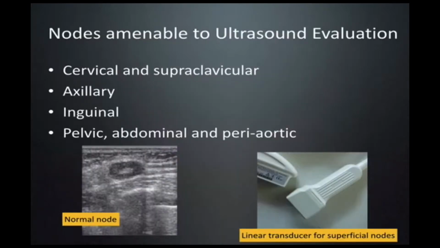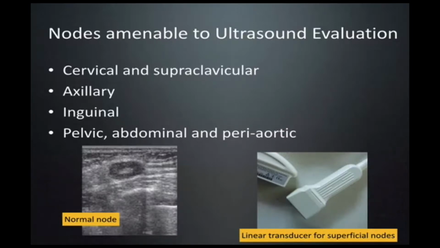Well, there are lots of places that we can scan nodes. Certainly cervical lymph nodes are very easy to scan. And you'll find that supraclavicular nodes are also easily acquired by ultrasound. Axillary nodes are superficial, very easy to see, as are inguinal nodes. A little later on in this video, we'll show you how to appropriately image the pelvic or abdominal or peri-aortic nodes.